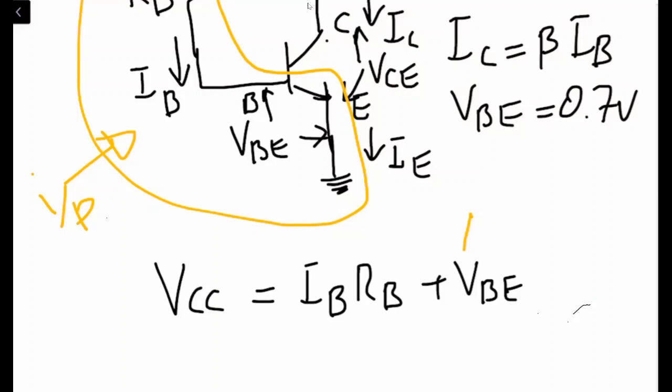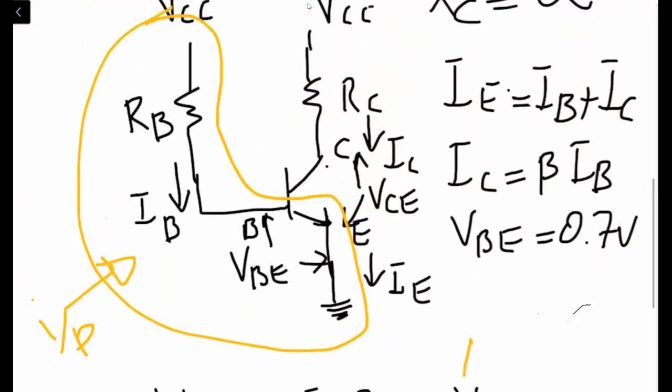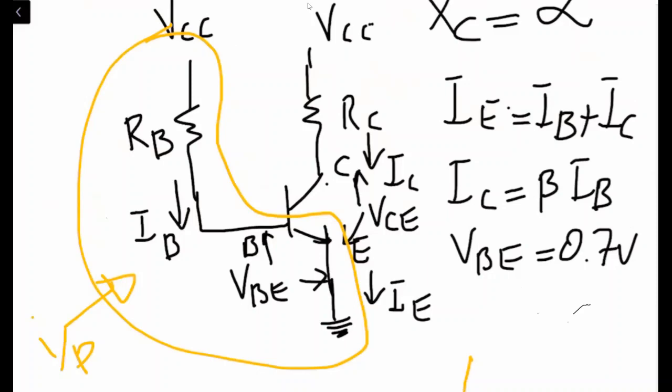VCC is equal to IB RB plus VBE. If you see, I have encircled the input side of the circuit, and by encircling the input side of the circuit, we can see that VCC is the potential which is being applied at the RB resistor. So VCC should be equal to the drop in the RB resistor plus the drop between the base emitter junction, right? Applying the Kirchhoff voltage law.